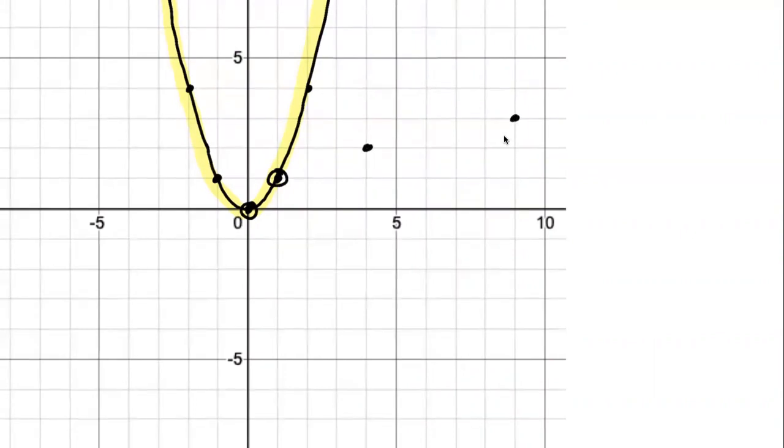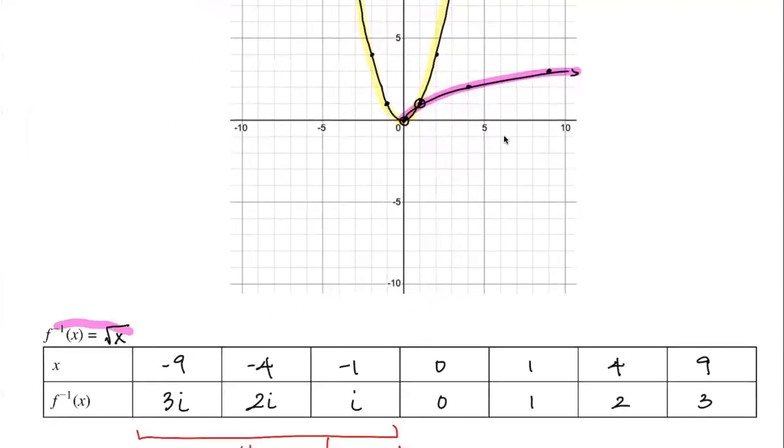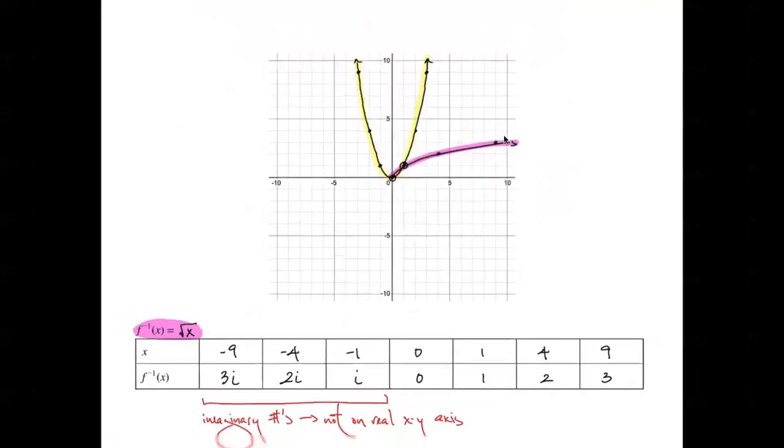I'm going to connect those with a nice smooth curve. And let's color code this in the pink so we know that this is our inverse function, right?